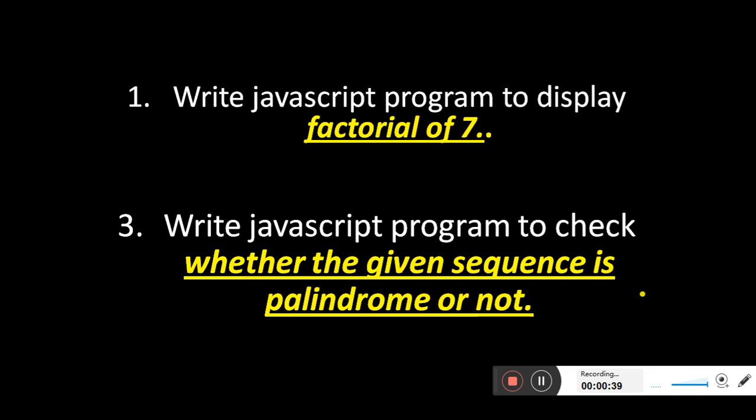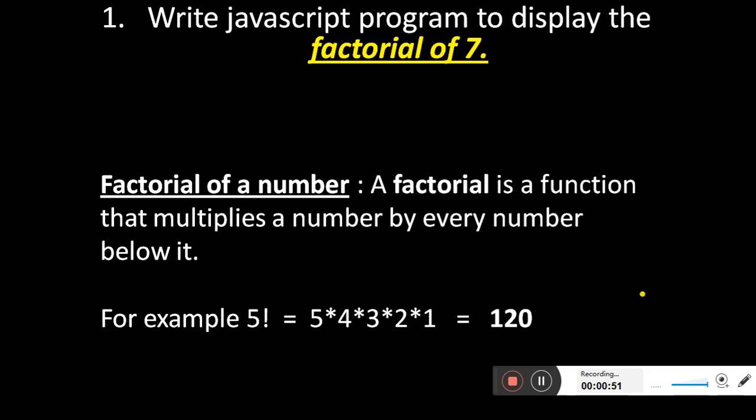We will start with a few more programming questions. In the previous lecture I explained three programs to display a sequence of natural numbers, a sequence of odd numbers, and a sequence of even numbers. Today we are going to start with two more questions: write a JavaScript program to display the factorial of 7, and write a JavaScript program to check whether the given sequence is a palindrome or not. First we will see the first question, the factorial of 7.